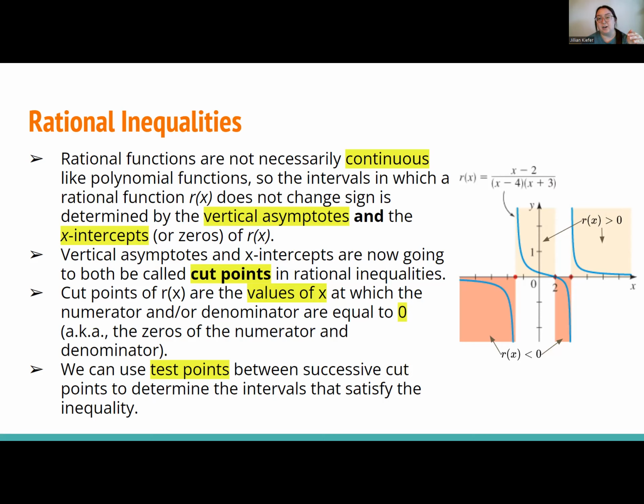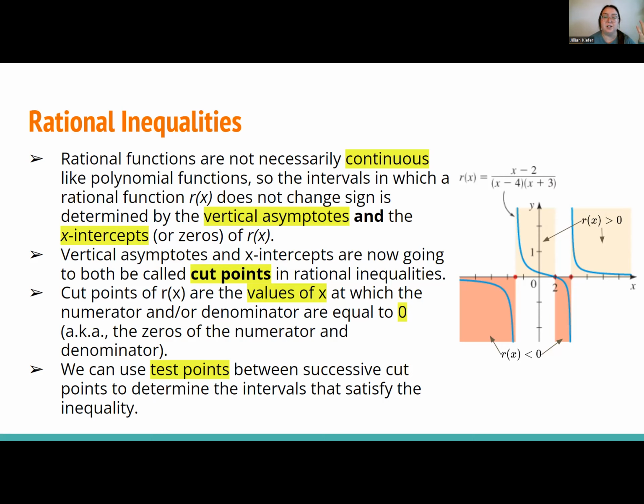So taking the numerator and setting it equal to 0 and solving for x finds the zeros. Taking your denominator and setting it equal to 0 and solving for x finds the vertical asymptotes. So it is important to remember that, because if you do get them switched up, your answers will probably be very different, and they tend to be wrong.